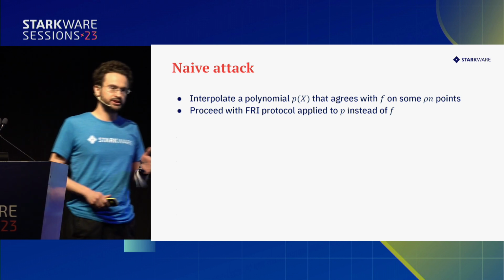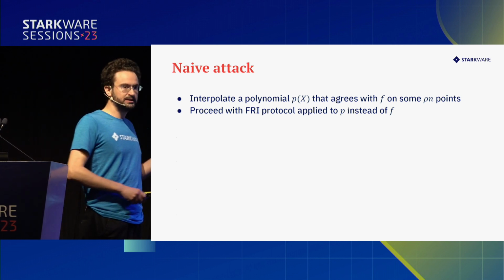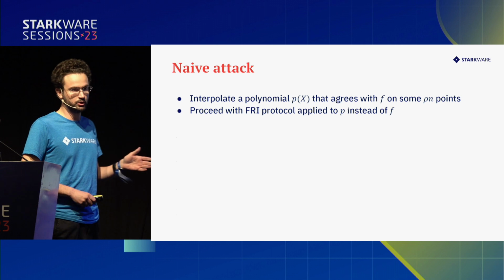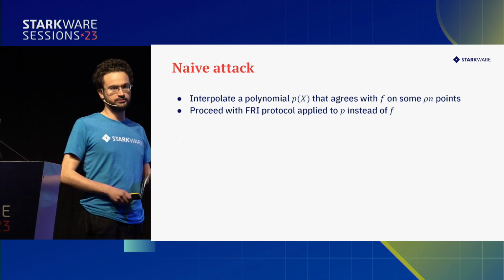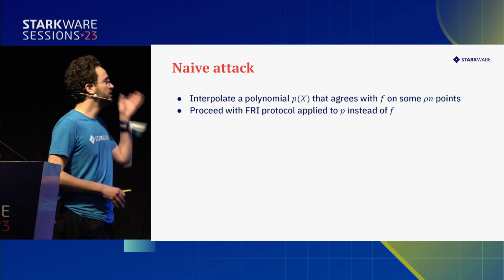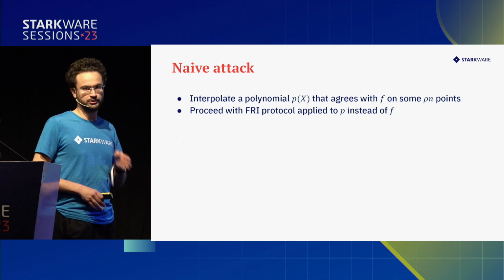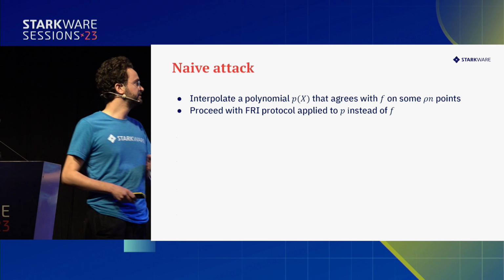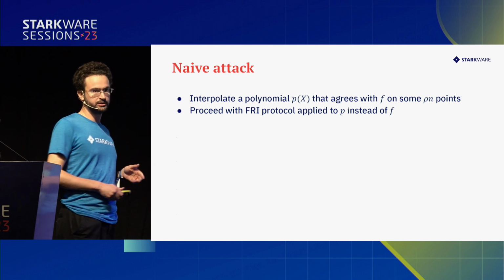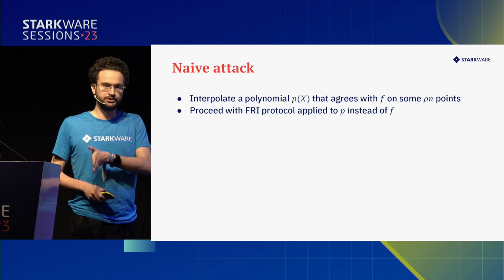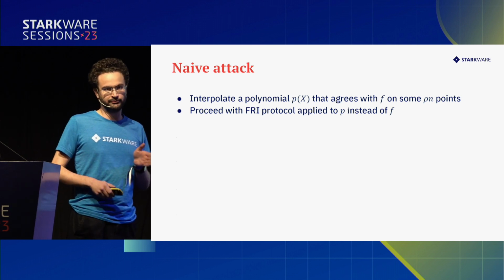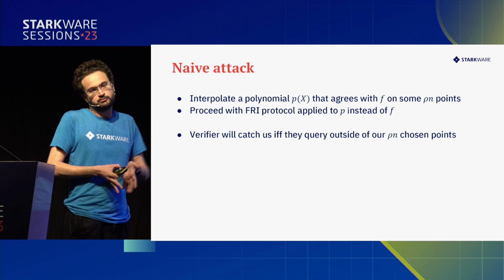The naive attack would be just to replace the function that we have by some polynomial of the correct degree, which agrees with this function on that number of points. On any number of points, we can interpolate a polynomial of degree less than that number of points, so it will be of the right degree, and then we just pretend that we have this polynomial instead of our original function whenever we are queried on the function. And we continue in the same way.